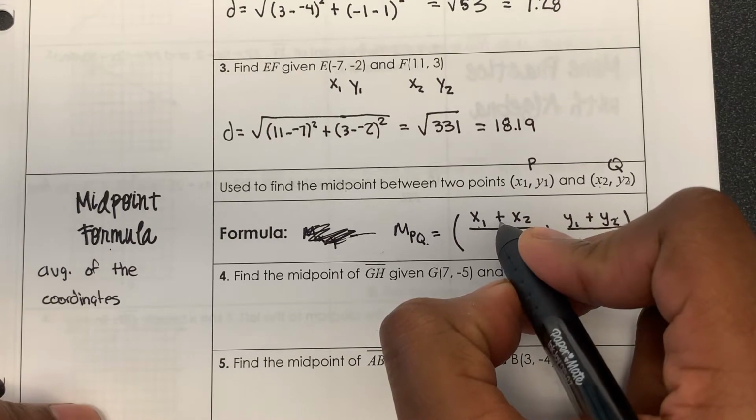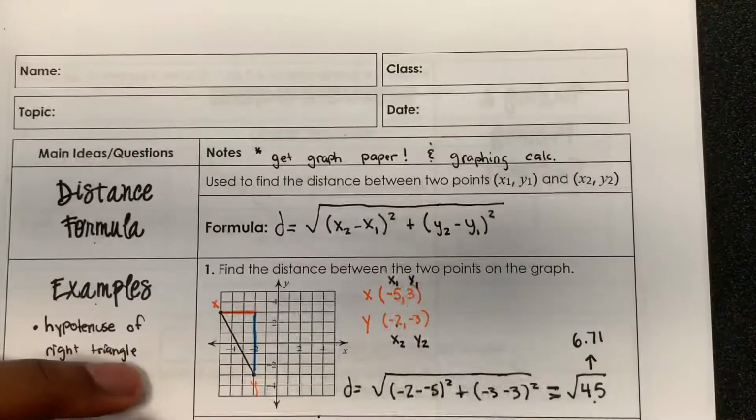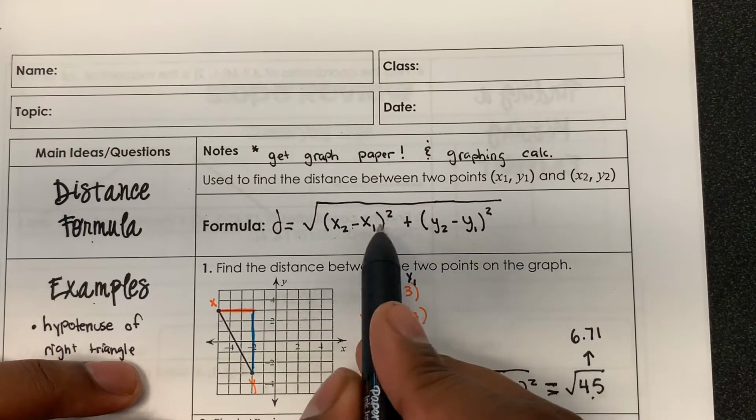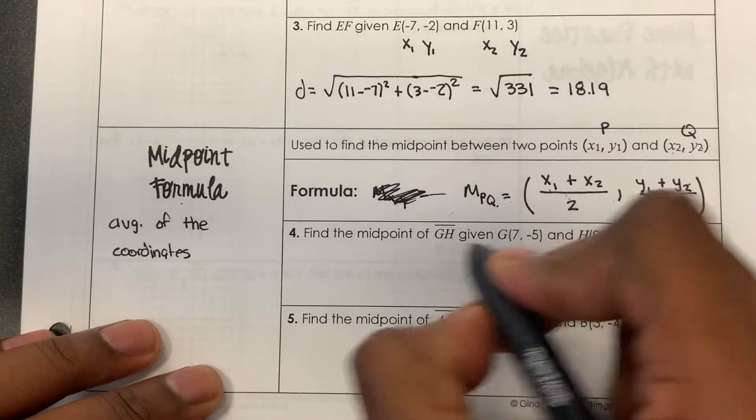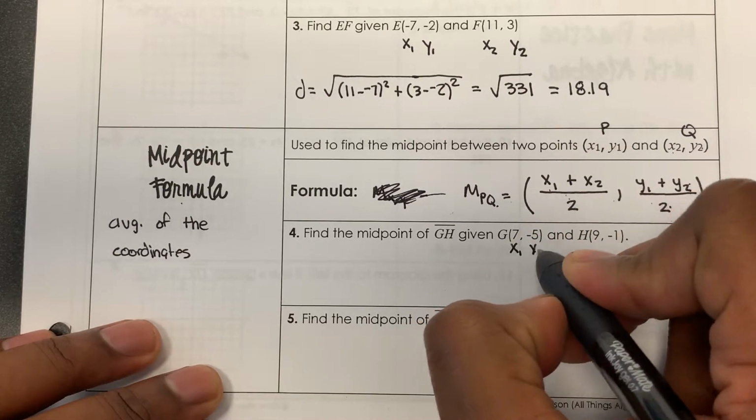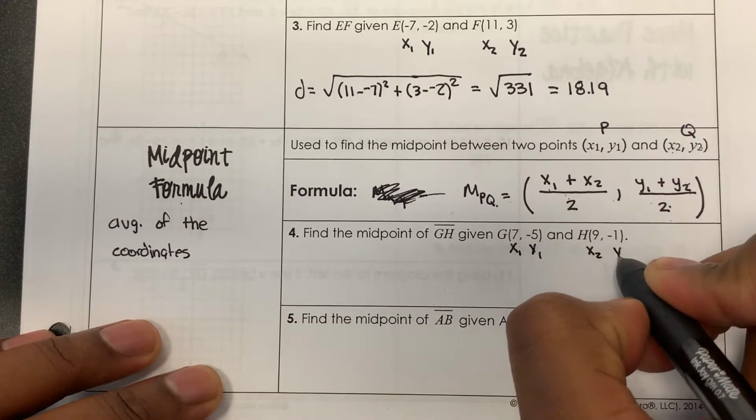Now, notice that we add and we do not subtract. In the distance formula, we subtract and we add the two squares. And in the midpoint formula, we only add. So we're going to have x1, y1, x2, and y2.